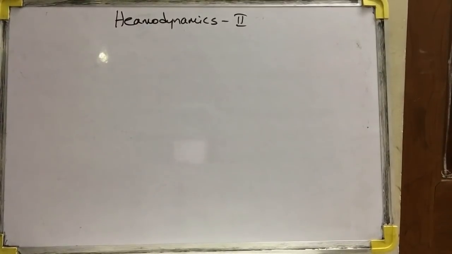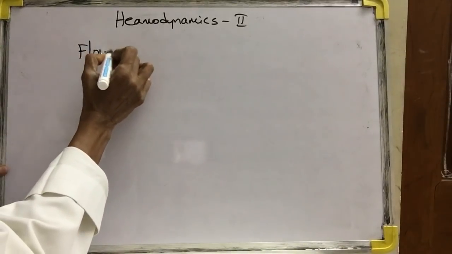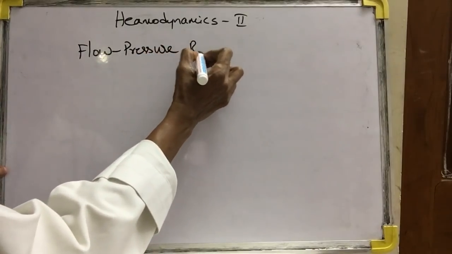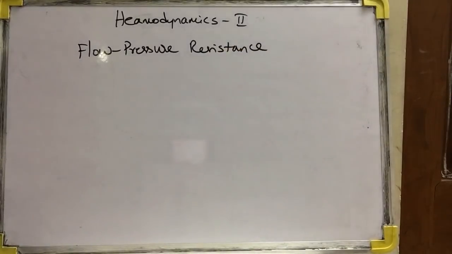And flow, pressure, resistance. Pressure is one of the main determinants of the rate of flow. If the pressure is more, then the flow will be more. Increased pressure will always increase, and decreased pressure will always decrease the flow.